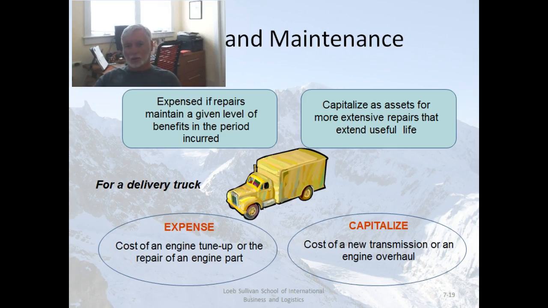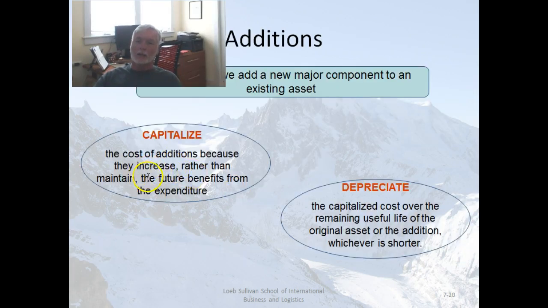This is a graphic that shows the same thing. Expense repairs that just maintain the given level of benefits. Capitalize if they extend useful life. And I think the next graphic says capitalize because they increase rather than maintain future benefits, and depreciate over the remaining life. So that's kind of a wrap up of this section of chapter 13. There'll be another section for you to do after you've answered the questions on this one.